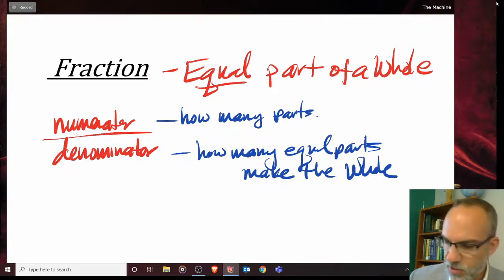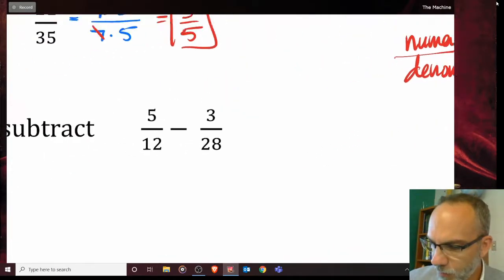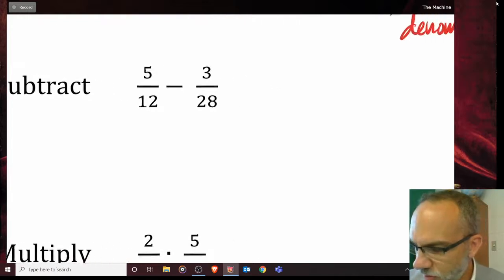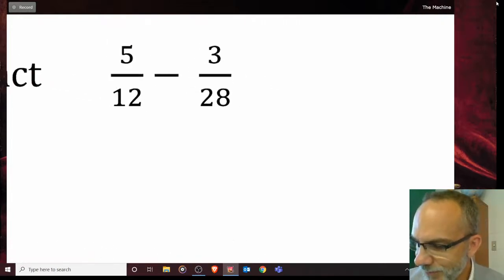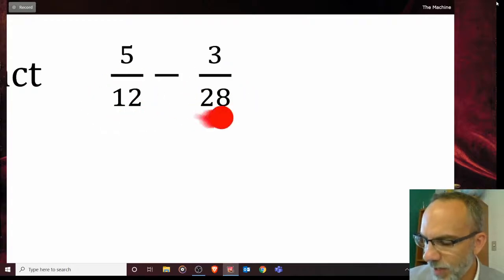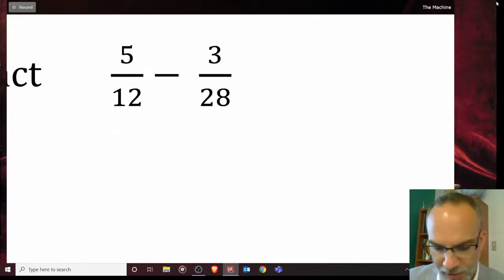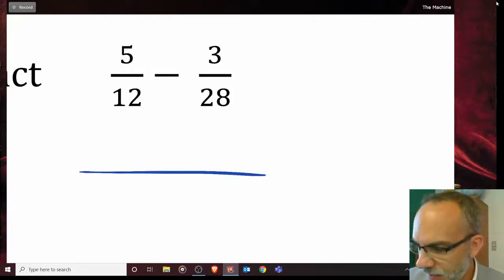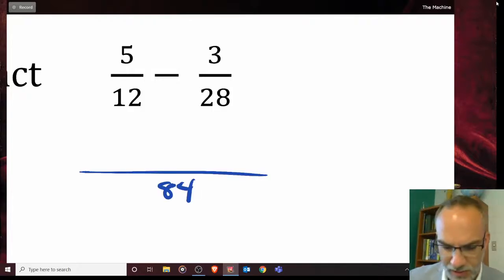Okay, so let's talk now about operations. Subtraction. Oh my goodness, look at this. The first thing you should notice is that I don't have a common denominator. I have to get a common denominator. What's the common denominator? It's going to be 84. We will talk maybe about how to do that later.